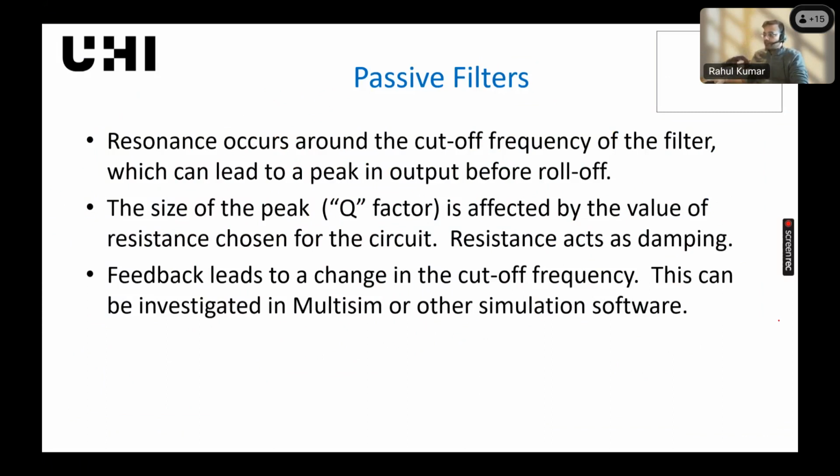Now, quality factor or Q factor. It's the resistance; basically, they act as damping. So quality factor is affected by the value of resistance which we are choosing. It acts like a damping component in the circuit, similar to CNI, if you remember.